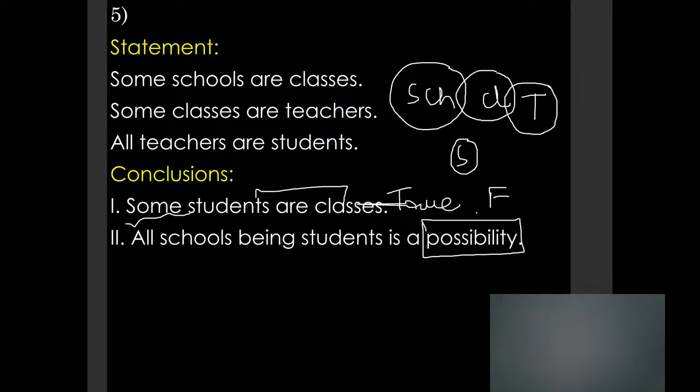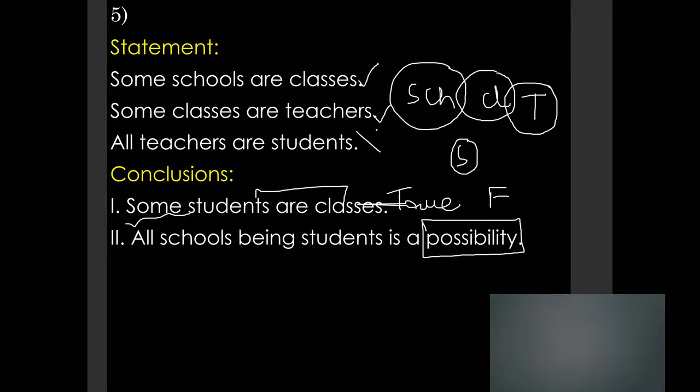Coming to the first one, some schools are classes. Yes, they are intersecting, so this is correct only. Next, some classes are teachers is also correct only. Next, all teachers are students. Here it is wrong.